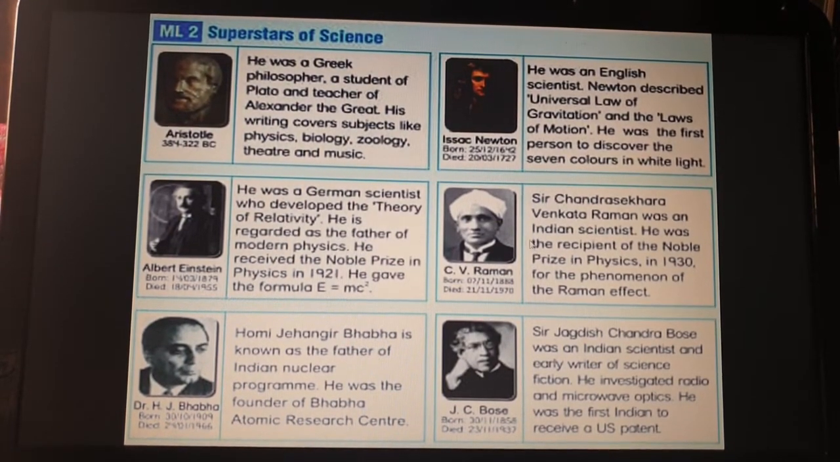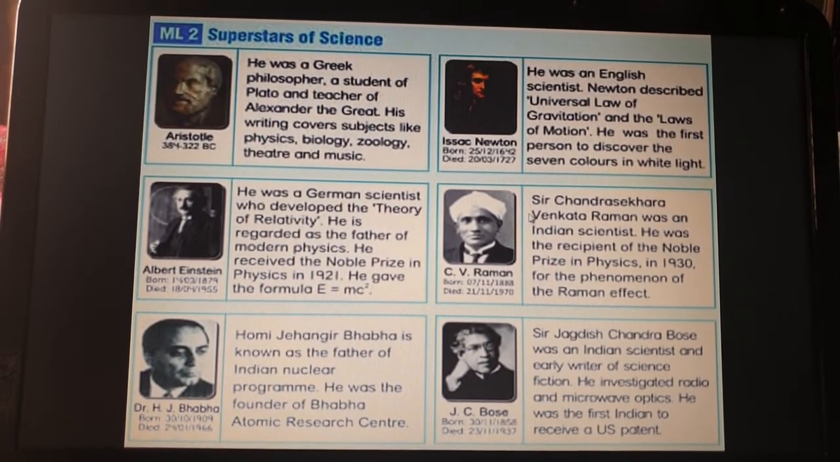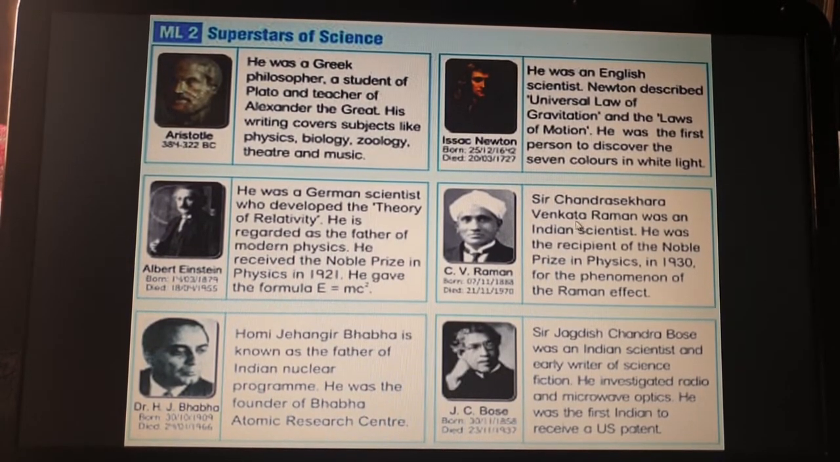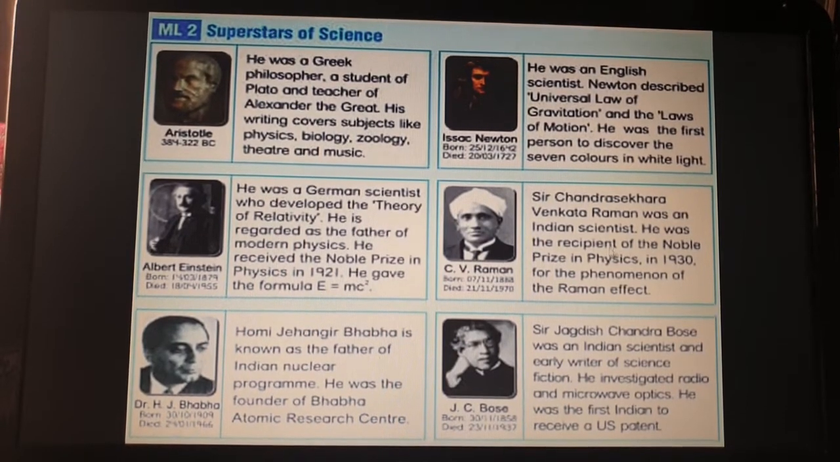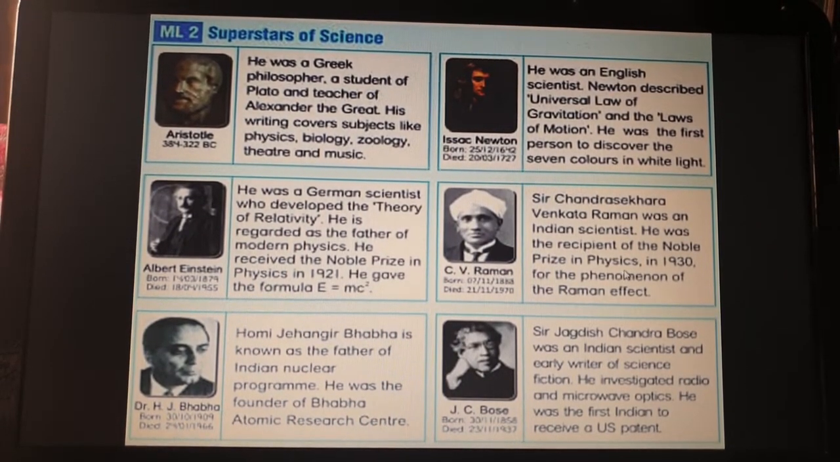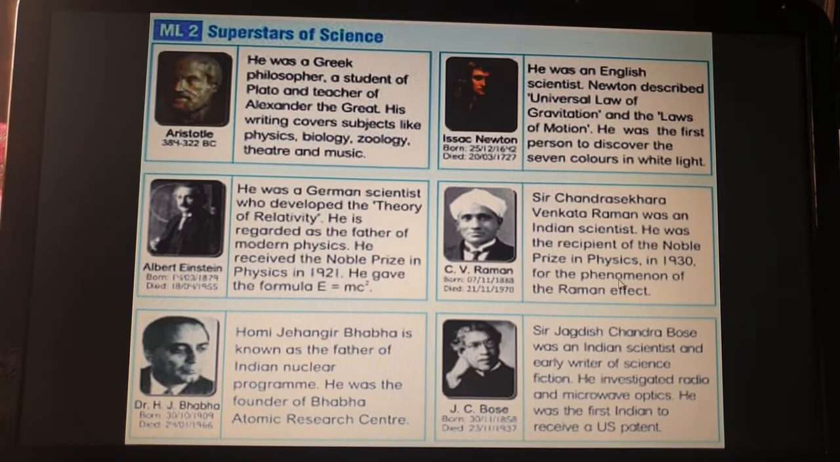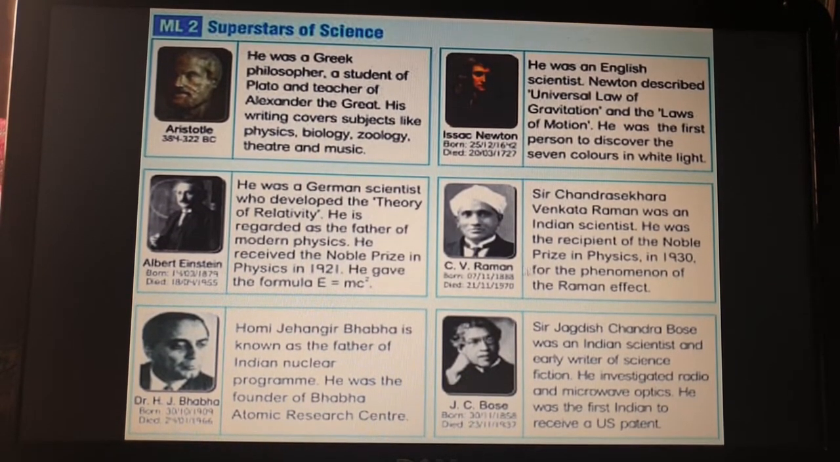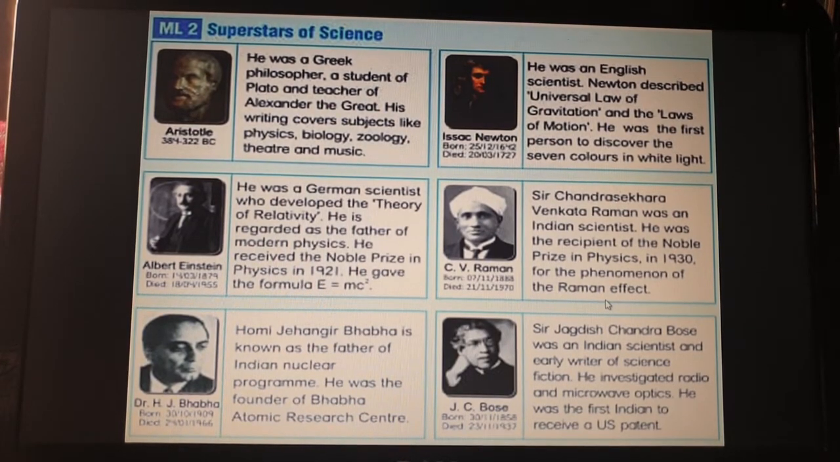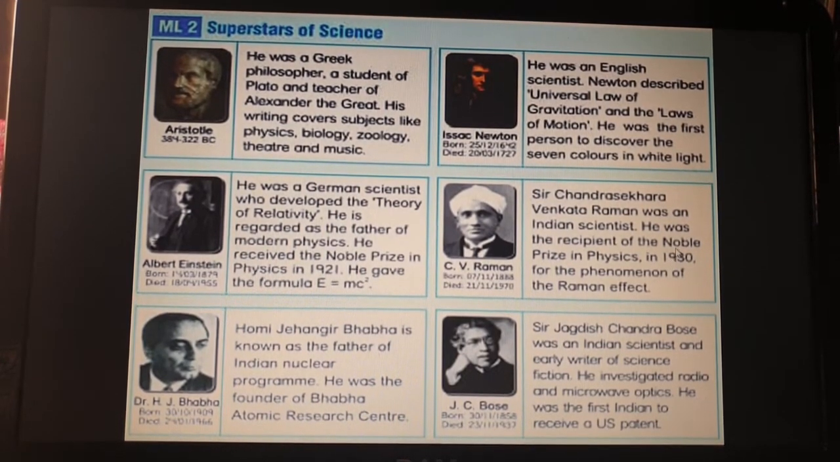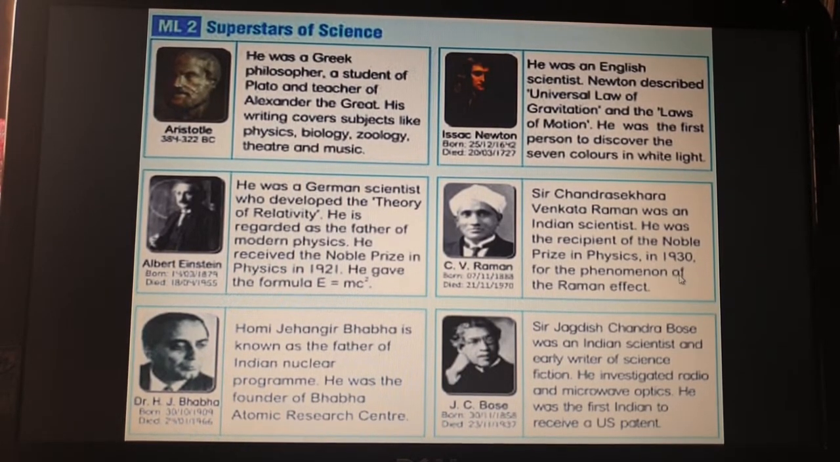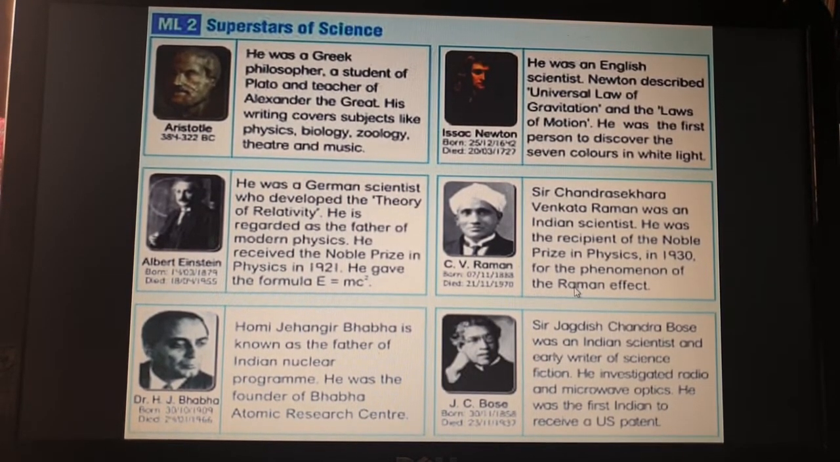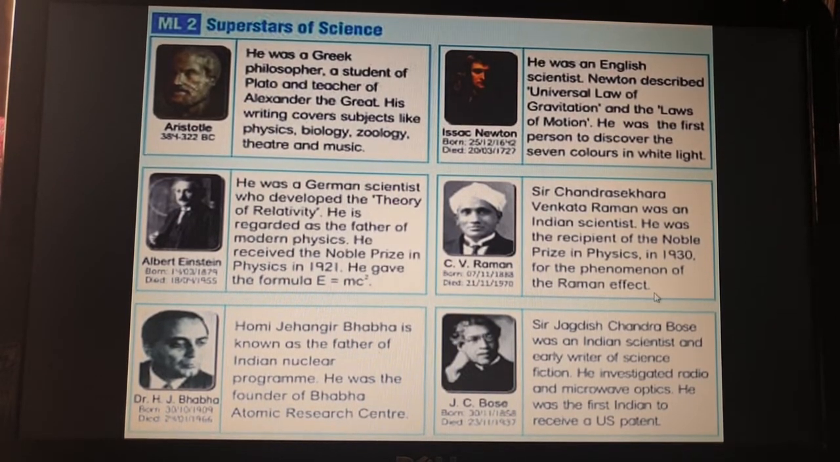Okay, so here we shall see the Indian scientist Sir Chandrasekhara Venkata Raman. He was the recipient of the Nobel Prize in Physics in 1930 for the phenomenon of the Raman effect. So C.V. Raman is an Indian scientist who got the Nobel Prize for Physics in the year 1930, because he gave a complete explanation about the Raman effect.